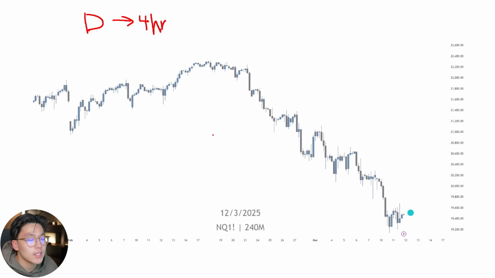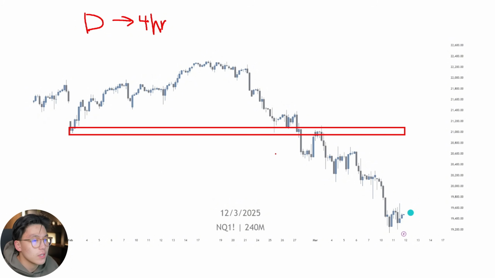You can see in this case the NQ on the 4-hour time frame is clearly in a downtrend. If we're looking at the past 20 sessions here, price is clearly underneath this key low, which is your 21,000. Price had that nice break underneath, retest, and now we're just continuing towards the downside. For the NQ, every single pop has been faded lower.